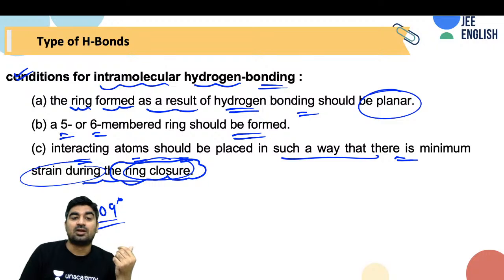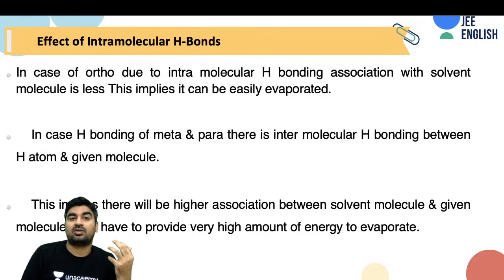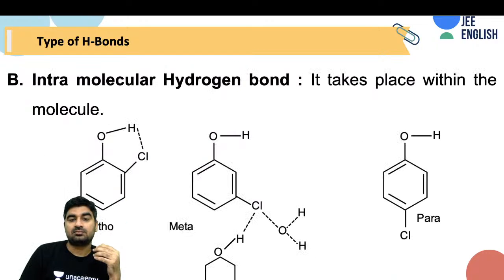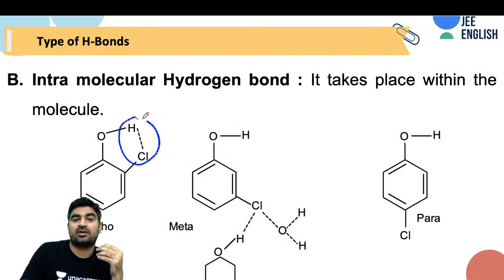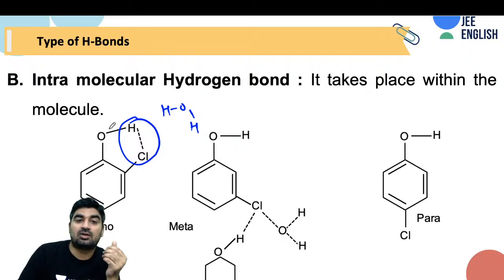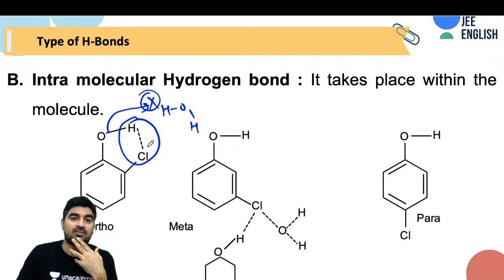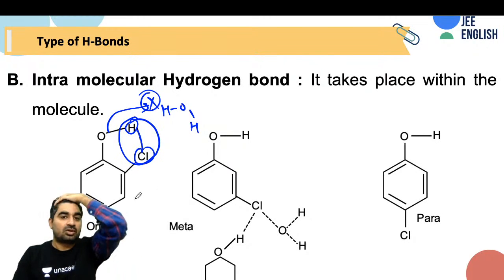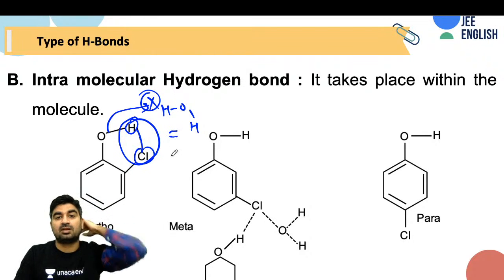Got it? So these are the conditions for intramolecular hydrogen bonding. Effect of intramolecular, what are those effects? So in intramolecular, what will happen? Now suppose intramolecular hydrogen bonding is taking place in this, and it is dissolved in the water. Now this molecule will not interact properly with the water, because its hydrogen is already combined with the chlorine, so it will not dissolve properly in the water.